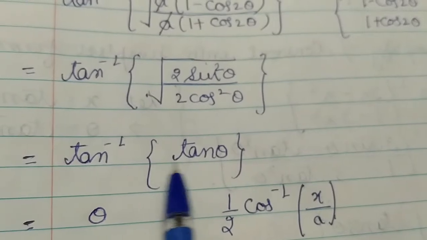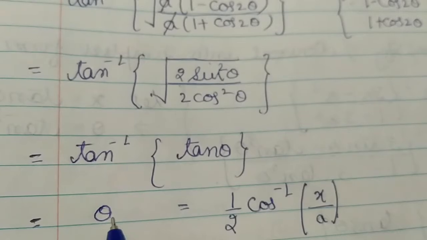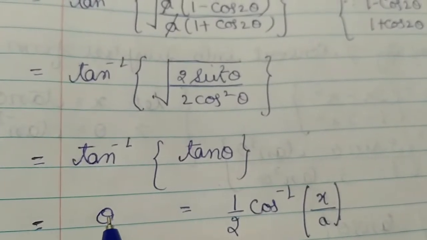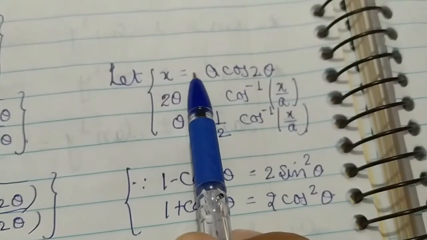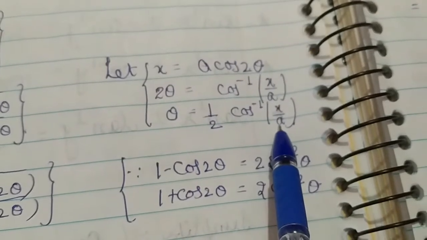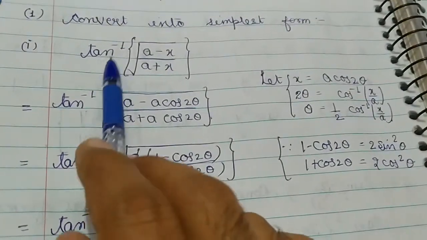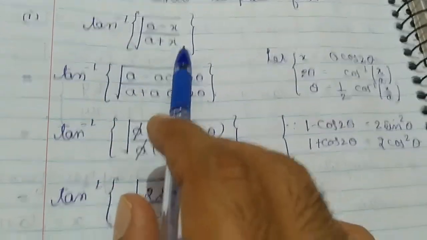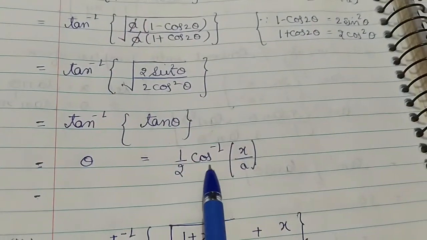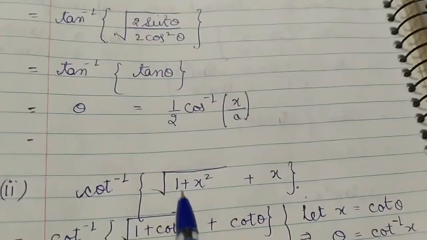Using the property of inverse trigonometric functions, tan inverse of tan theta is equal to theta, and the value of theta is half of cos inverse x by a, which is obtained using this relation. That means the simplified form of tan inverse of root of (a minus x) upon (a plus x) is half of cos inverse x by a. Now move to the second question.